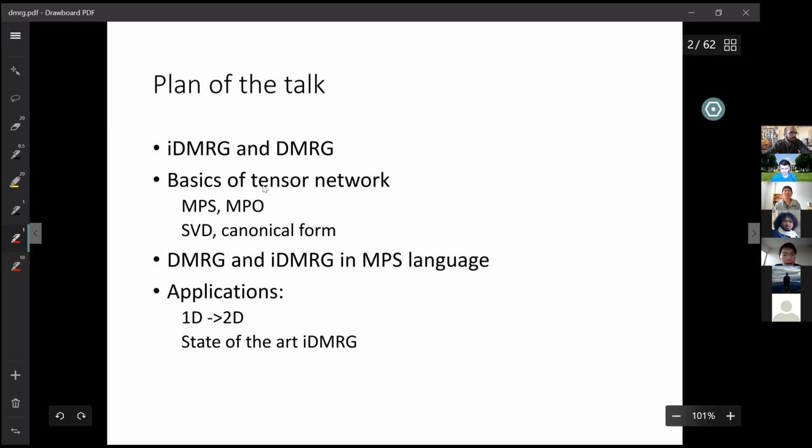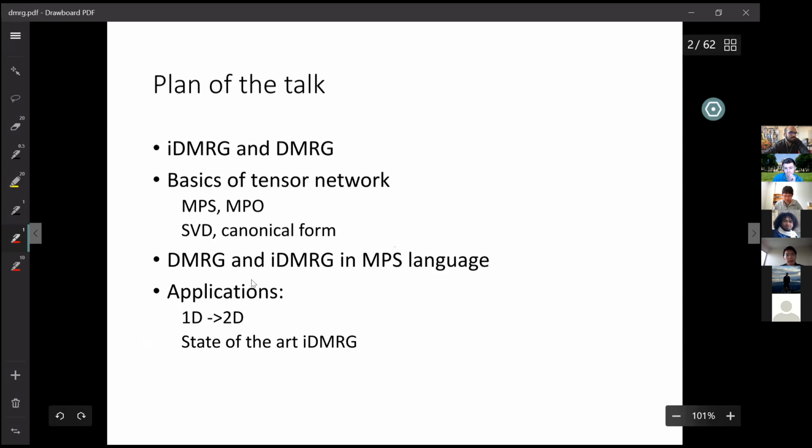And then I will take a little bit of digression to talk about the basics of tensor network. And the reason why we do this is in the end, we will come back to explain the DMRG and iDMRG in the matrix product state language. So this is a very helpful way to make things very transparent and obvious to you guys.